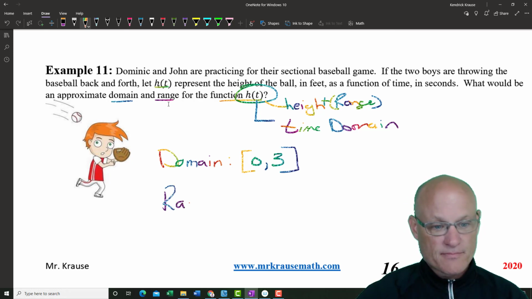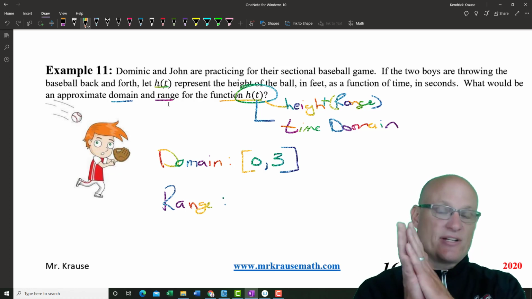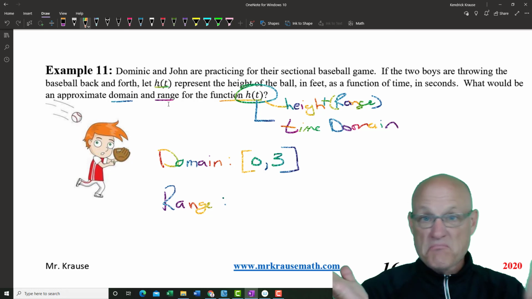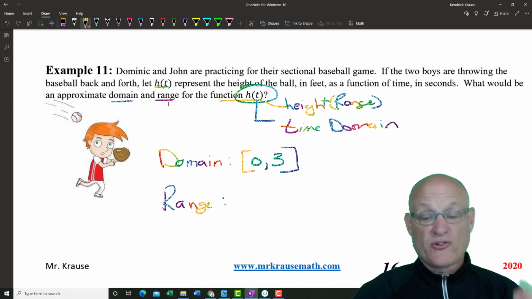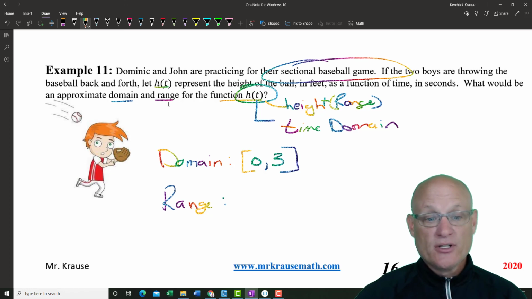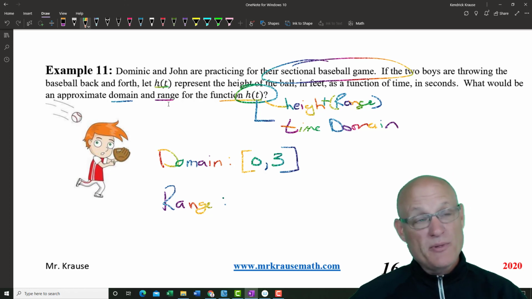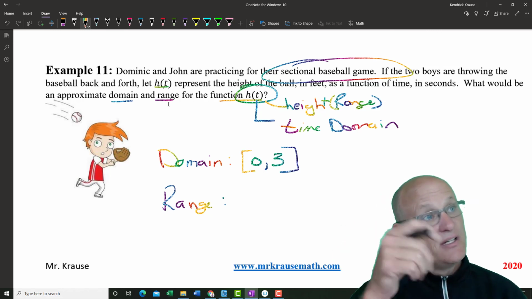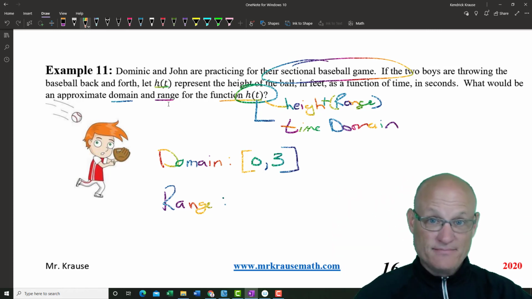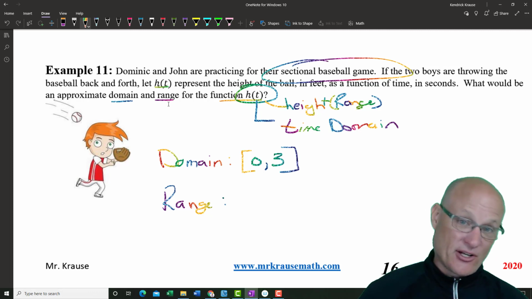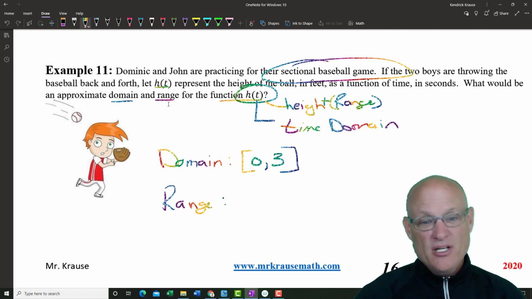Range? Now here's a little bit different one. If you're playing catch, and let's say you're like 3 feet, 4 feet, 5 feet. Oh, it's sectionals, right? So that means they're high school kids. So a high school kid's probably at least 5 feet, 6 feet tall, right? So what would be the lowest ball height? Let's assume they catch it. Maybe they catch it a little bit lower, later catch it a little higher. But probably the lowest is 5 feet.